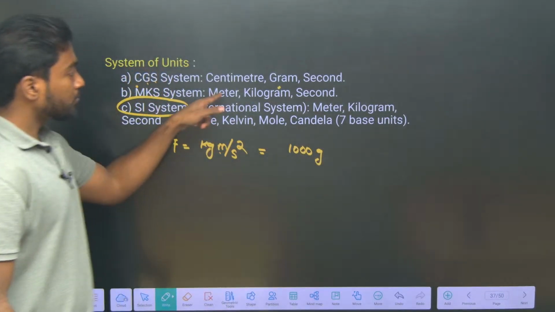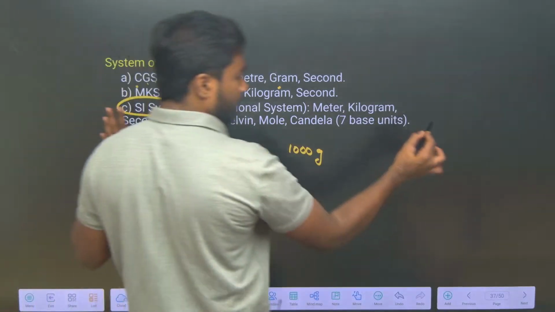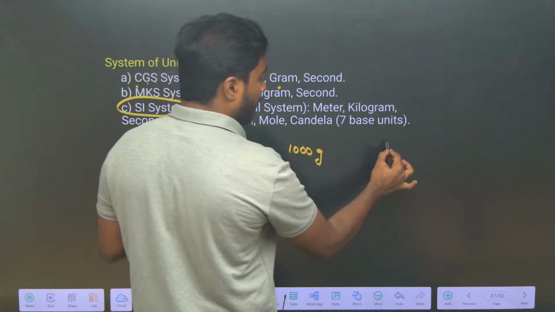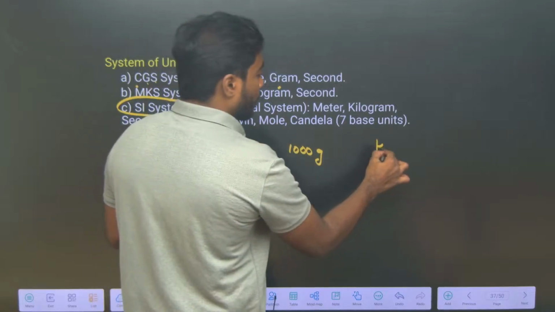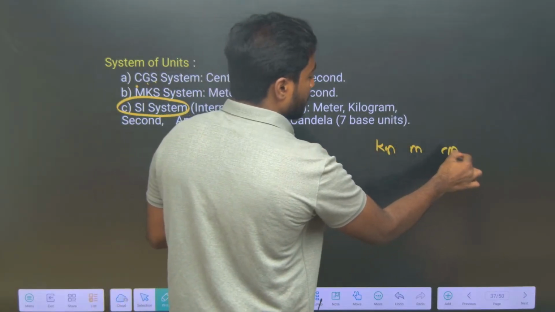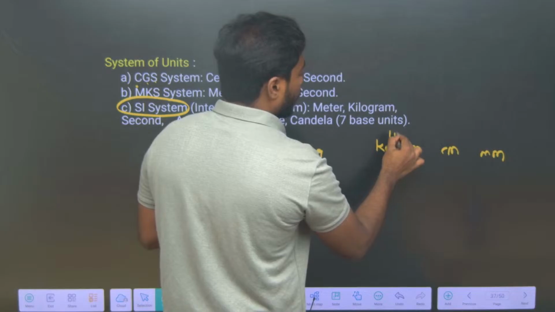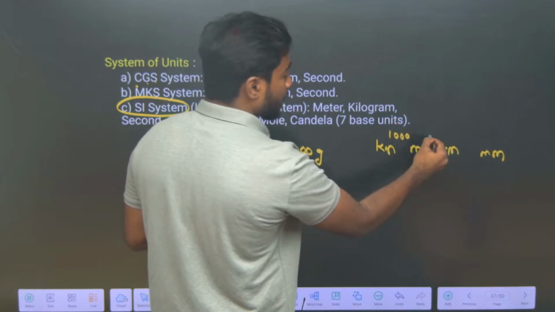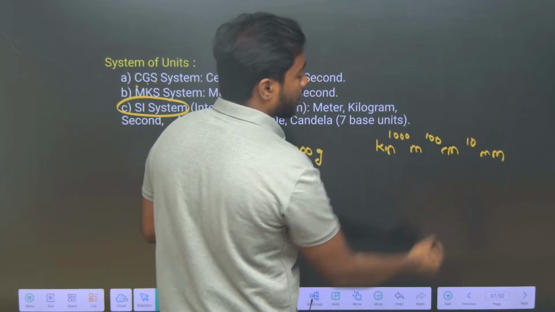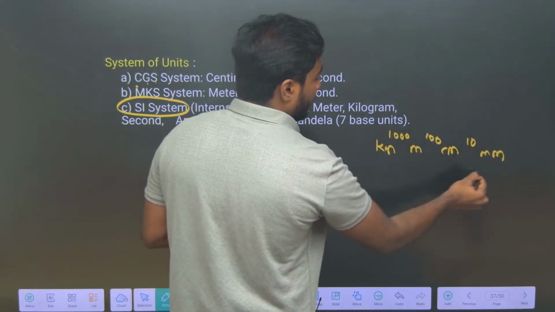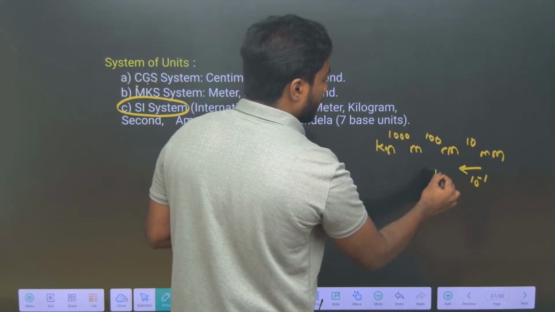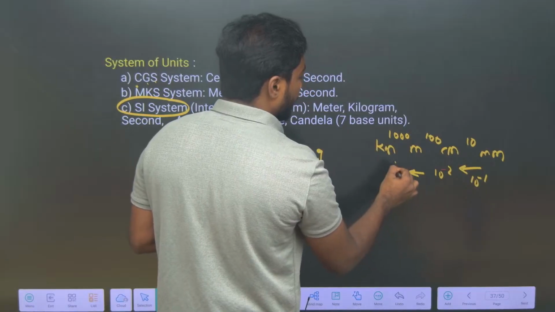1 meter, in centimeters I need to consider. It is easy to keep in mind: kilometer, meter, centimeter, millimeter. So 10 power 3, 10 power 2, 10 power 1. Again, this is plus and this is minus. So 10 power minus 1, 10 power minus 2, 10 power minus 3.